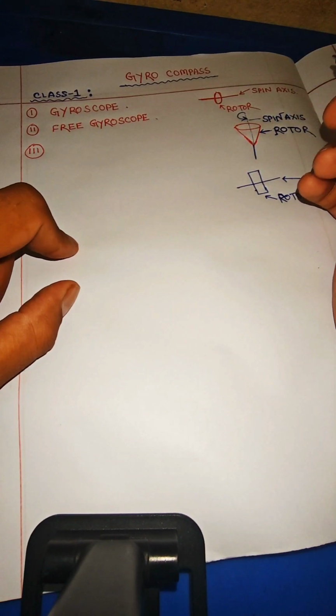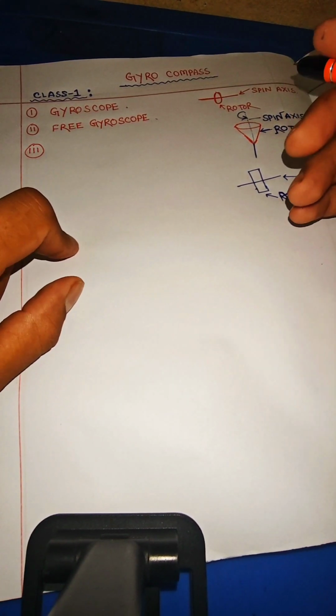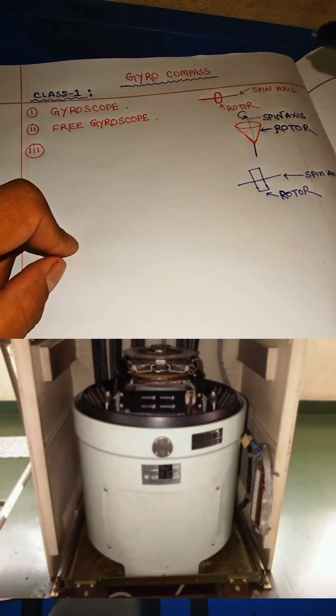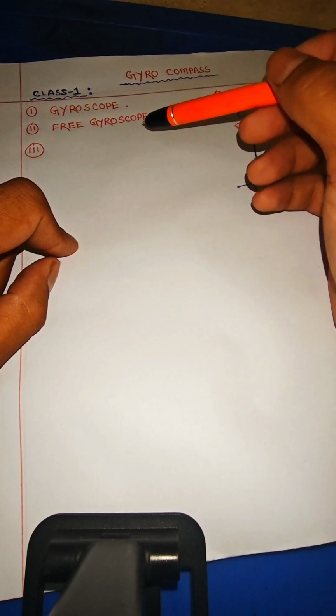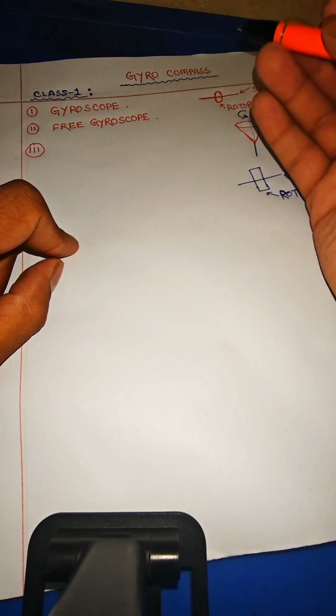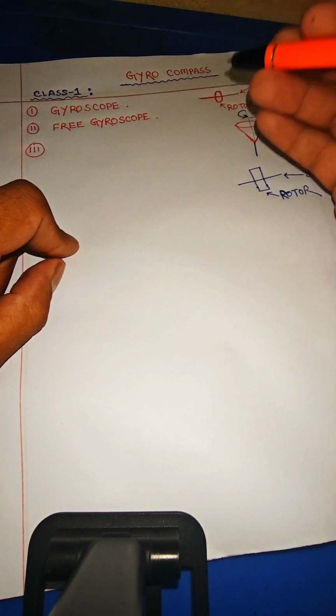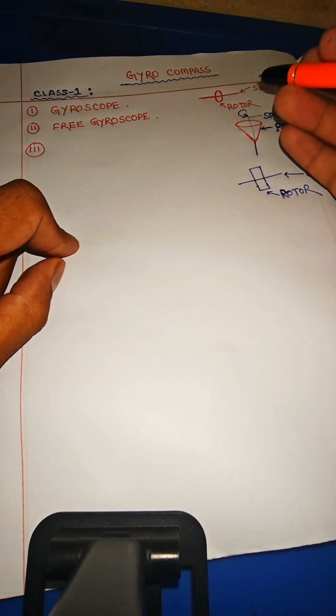Viewers, today our class is for gyro compass. So we will start for gyro compass with the gyroscope and with the free gyroscope, and also for the 3 degrees of freedom for free gyroscope.